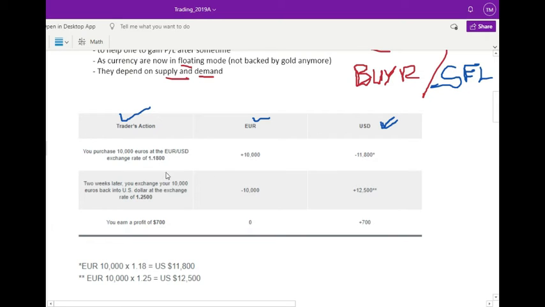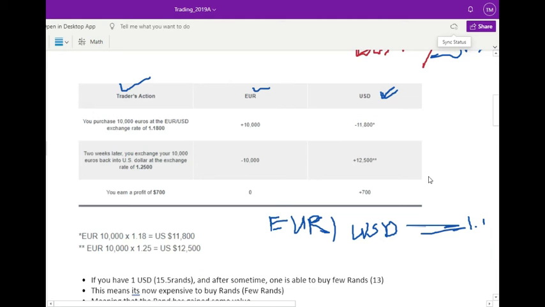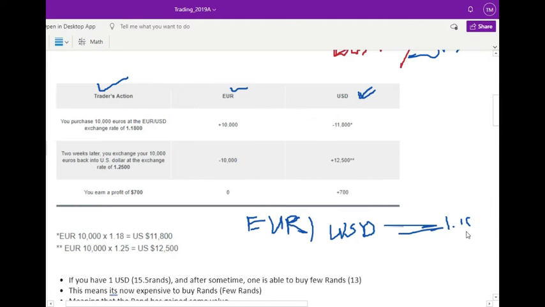So what are we saying? If you see such kind of wording, euro USD, and its purchase rate is 1.8, sorry, 1.18, what we are saying here is that it's 1 is to 1.18. That's what we are saying.